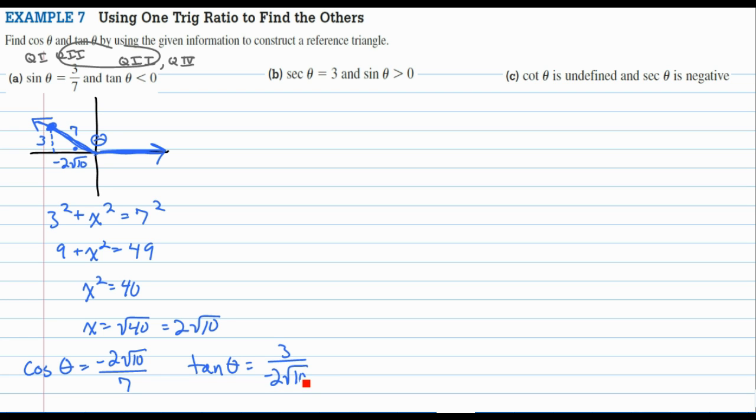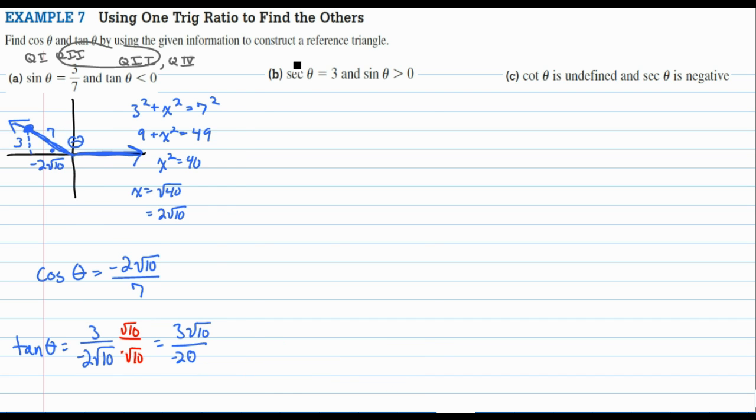Well, I need to rationalize the denominator, so I'm going to multiply by square root 10 over square root 10 and get rid of that square root in the denominator. So that's going to be 3 square root 10 over negative 2 times 10, which is 20. So 3 square root 10 over negative 20. Ew, yuck.